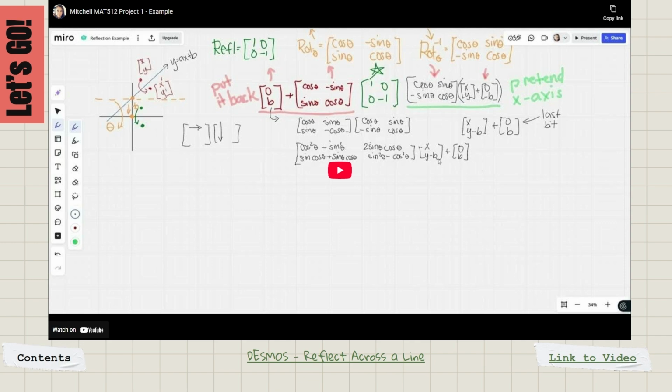As the video plays, focus on how the geometry guides each step rather than the algebraic details. The goal here isn't to memorize a formula, but to see how geometric ideas translate into a transformation matrix.